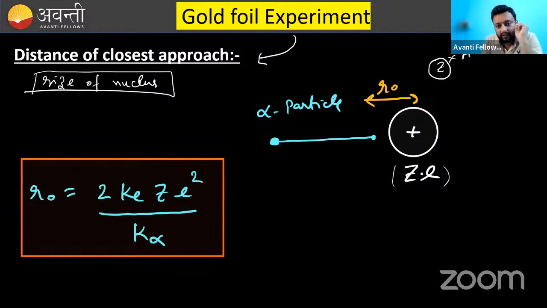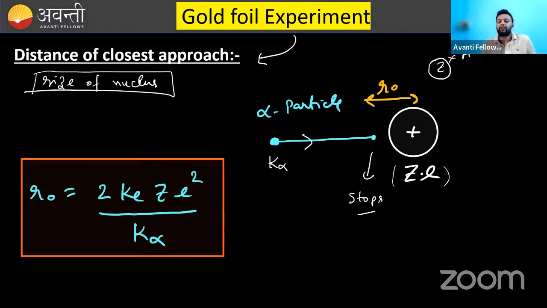This alpha particle is moving with some kinetic energy K alpha towards the nucleus. This nucleus is positively charged, and the alpha particle is also positively charged, so there will be a repulsion. At a certain distance before the nucleus, it just stops. So the alpha particle stops here. This is the distance of closest approach. This distance is denoted by R naught.